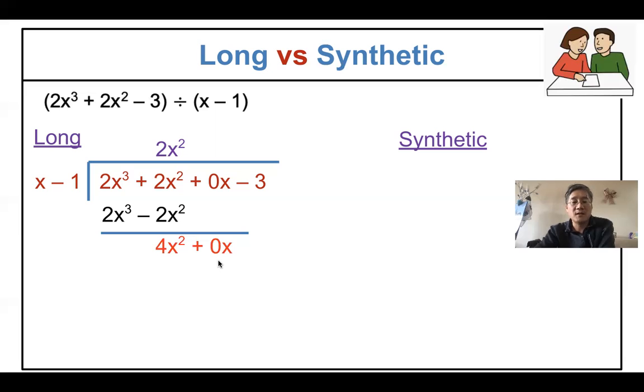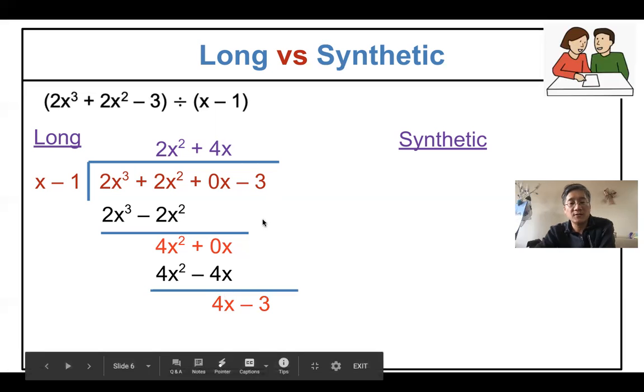Now we repeat the same step, right? x times what is 4x squared? So 4x, so plus 4x. Write down 4x squared, followed by negative 1 times 4x, which is minus 4x. And what do we do? Subtract again, right? If you subtract, this and this will always cancel and make 0. And 0x minus negative 4x will be plus 4x. So this will be 4x. And then bring this minus 3 down.